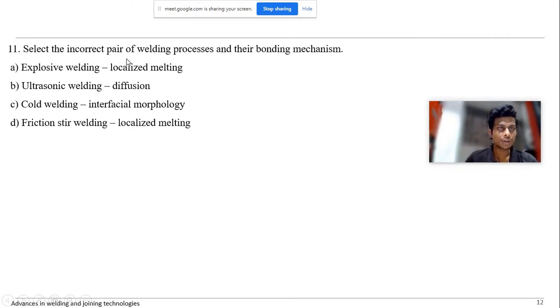Select the incorrect pair of welding processes and their bonding mechanisms. So basically, for explosive, friction stir welding, and also ultrasonic, there will be localized melting. But here for ultrasonic welding they have mentioned diffusion. So this is not true, right? So this is the incorrect pair. Yeah, Vivek, it's correct. B. Yeah, 11B is the answer.